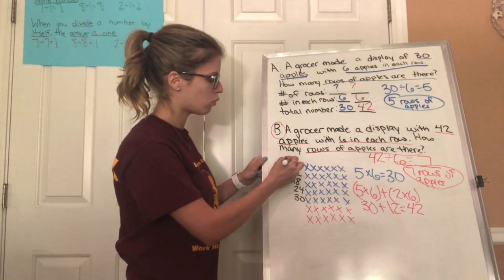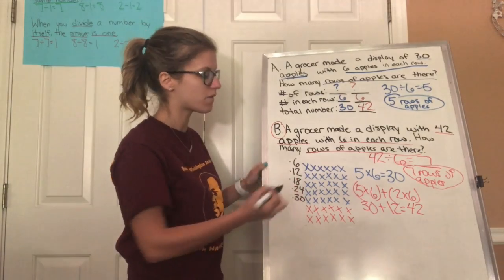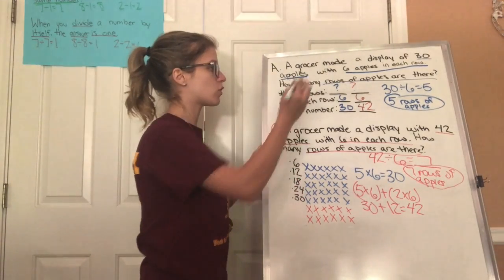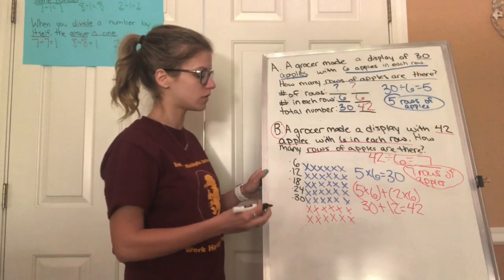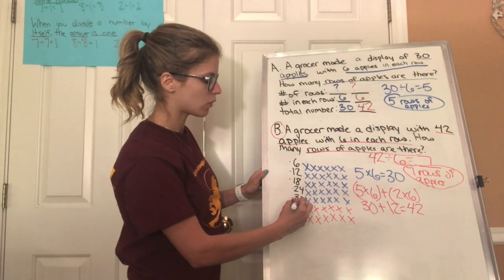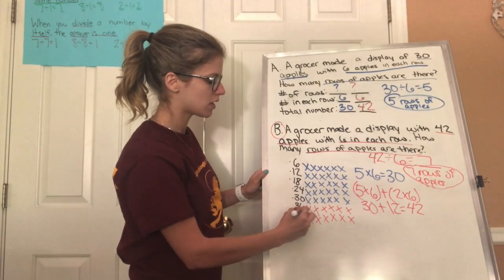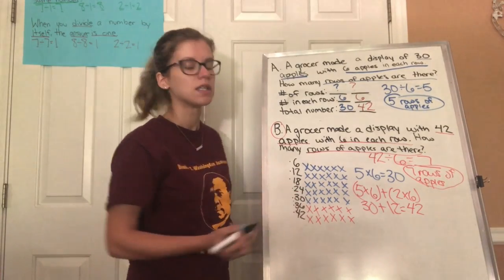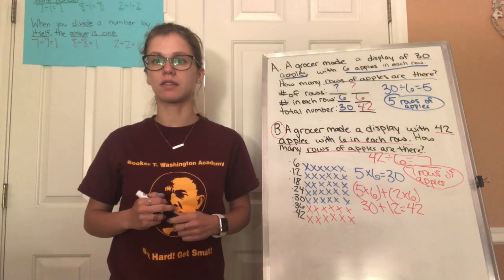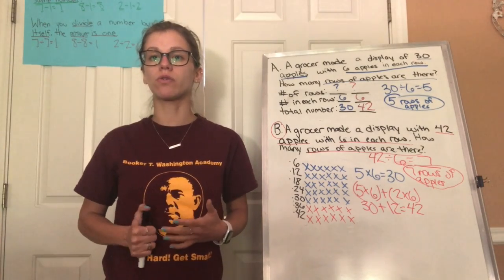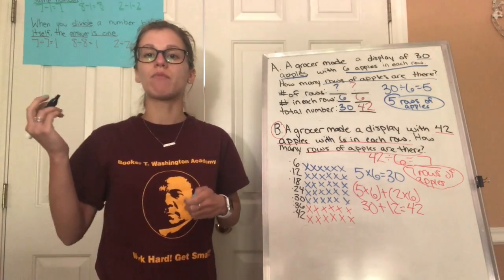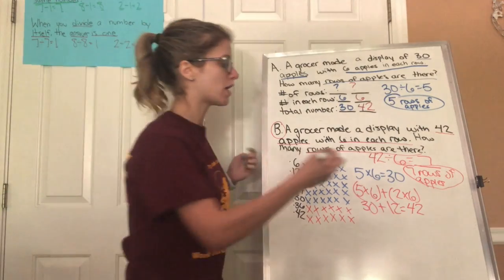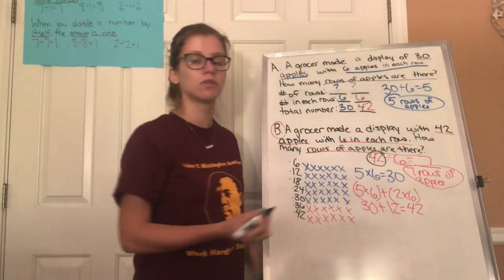So I skip counted 1, 2, 3, 4, 5 times for my first equation, so that means that there would be 5 rows. And then for my second equation, I would do 30 plus 6 is 36, 42. So then I would have to do 5, 6, 7 times I skip counted by 6. So skip counting is also a great way to figure out if I have my total. So what number am I trying to get to?